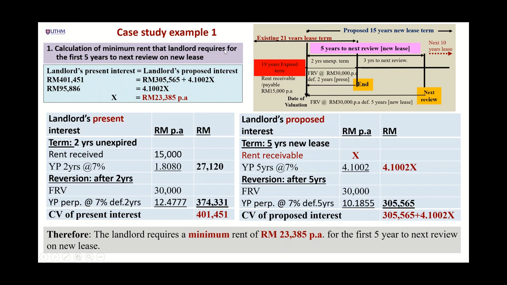landlord requires for the first 5 years to the next review? This proposed 15-year new lease has a 5-year review. For every 5 years, they have a review. For the first 5-year review, we already know that the market rent of the similar type of property is 30,000.